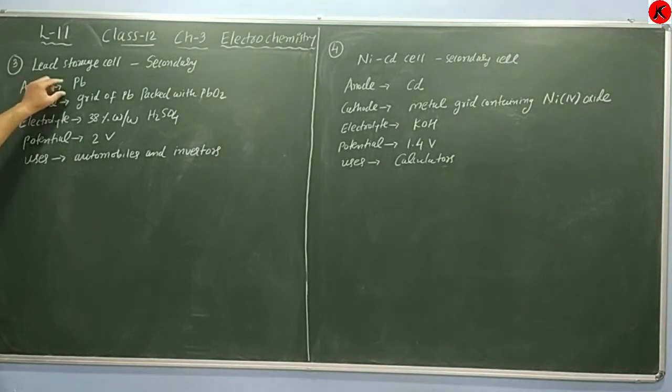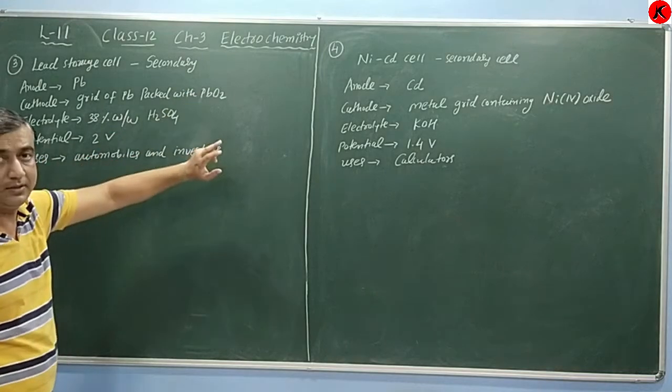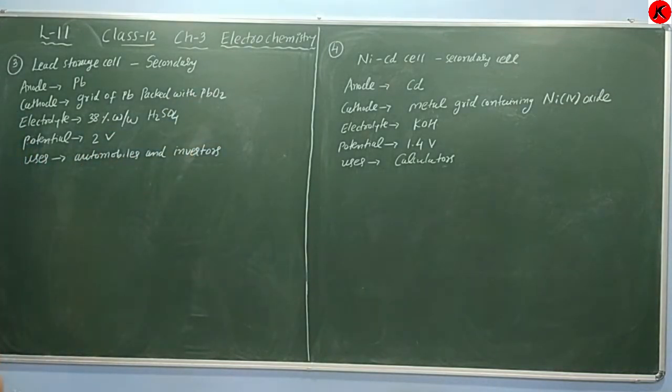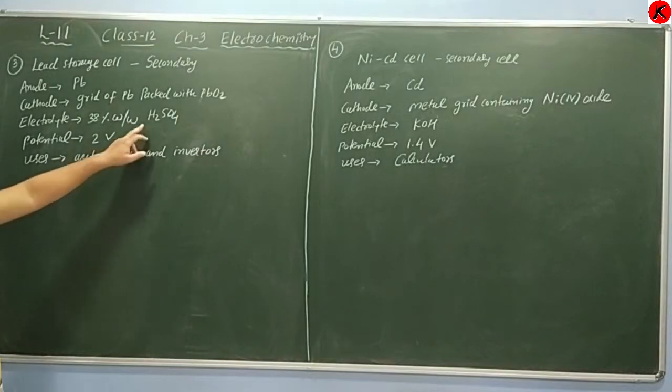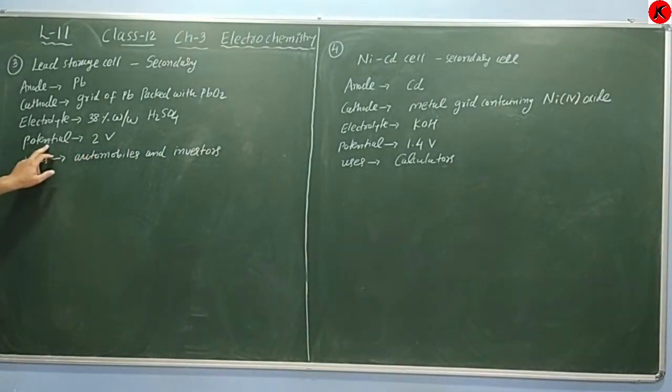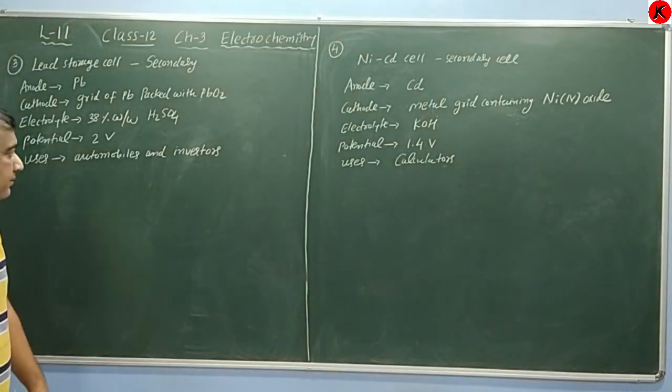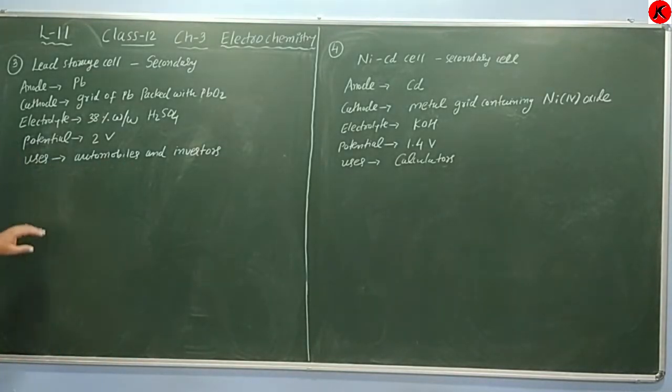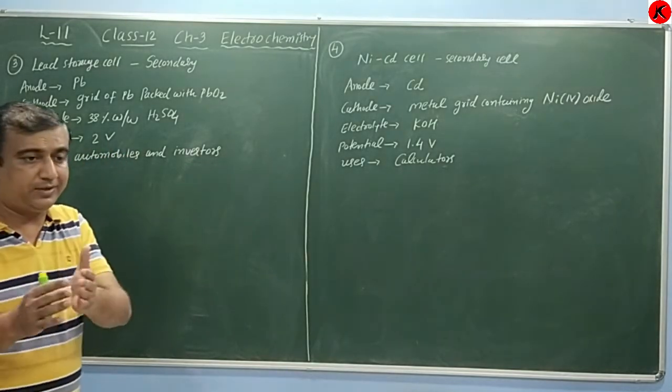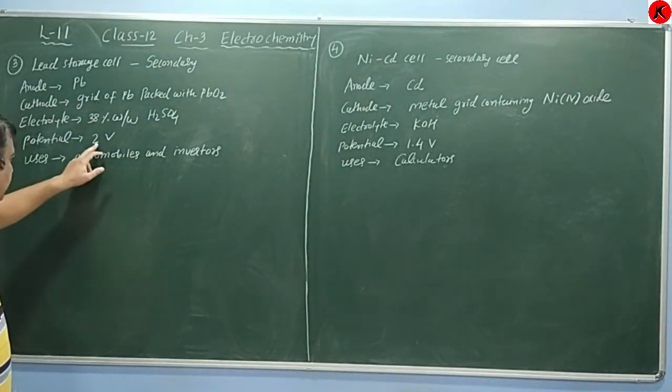In it, the anode is lead, and the cathode is a grid of lead packed with lead dioxide, PbO2. The electrolyte is 38% H2SO4 solution. The potential is 2 volt. It is used in automobiles and inverters. One cell, that means one anode and cathode, has a voltage of 2 volt.